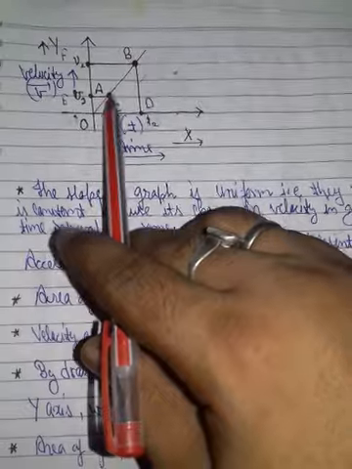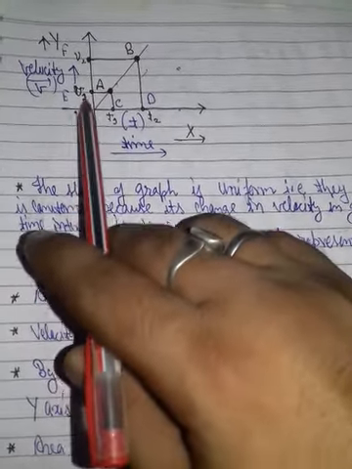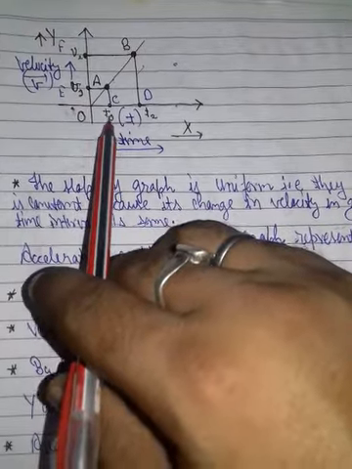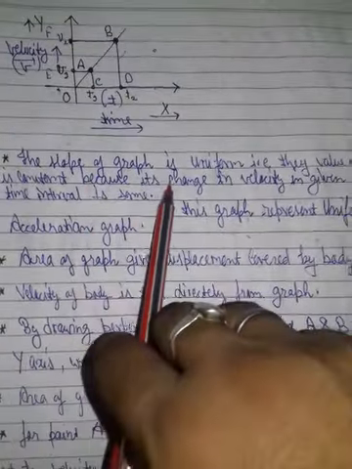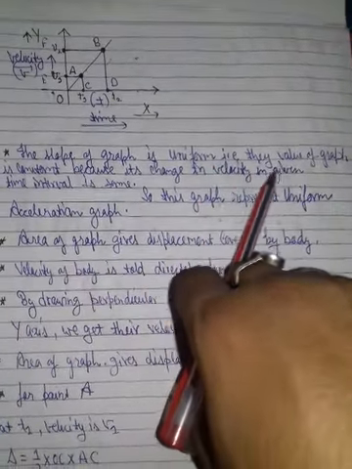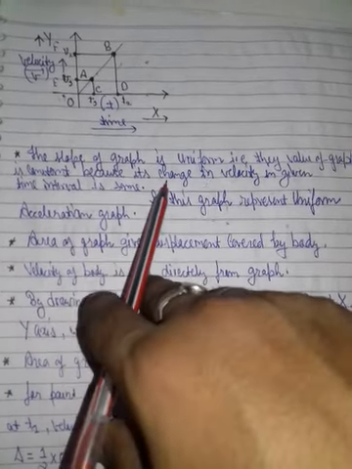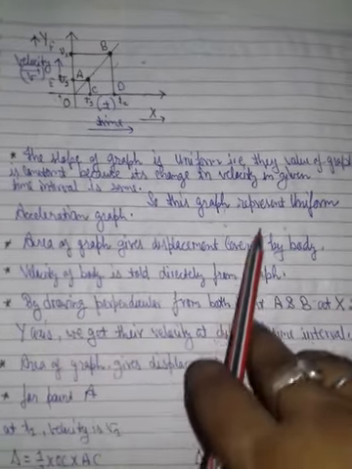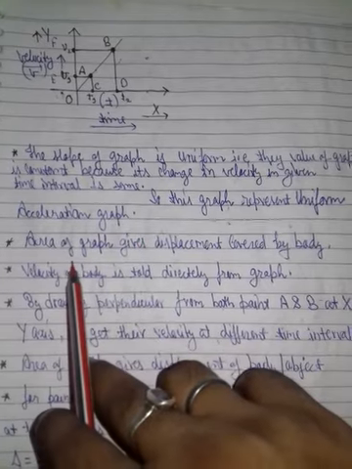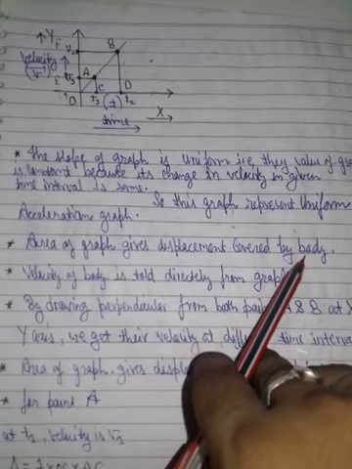There are 2 points, point A and point B, drawing the perpendicular. Note their velocity at the initial time and the velocity at the final time, and the slope of the graph is uniform, that is the slope of the graph is constant because the change in velocity is the same in a given time interval. So this graph represents uniform acceleration, and the area of the graph gives the displacement covered by the body.